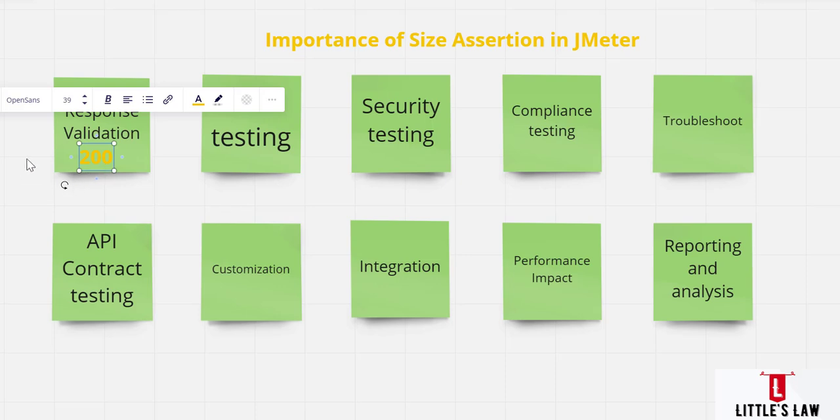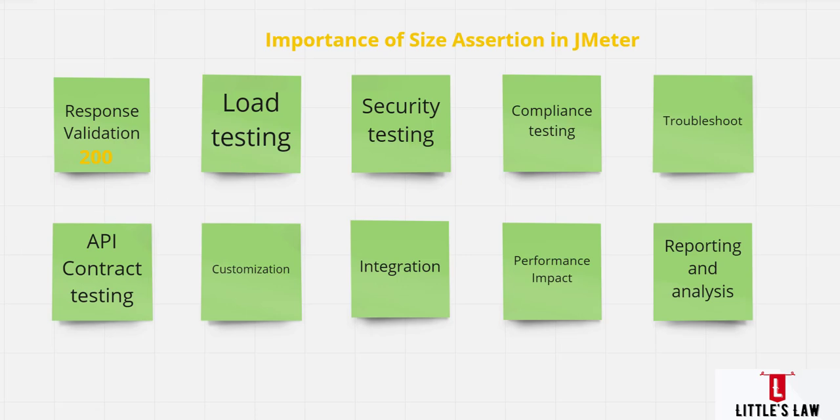So to confirm that the response we are getting is complete, we have to use this size assertion. A size assertion can help us to verify that the response we receive is of the expected size and can alert us to potential issues if the response is too small or too large. So that is the reason we are using the response validation.